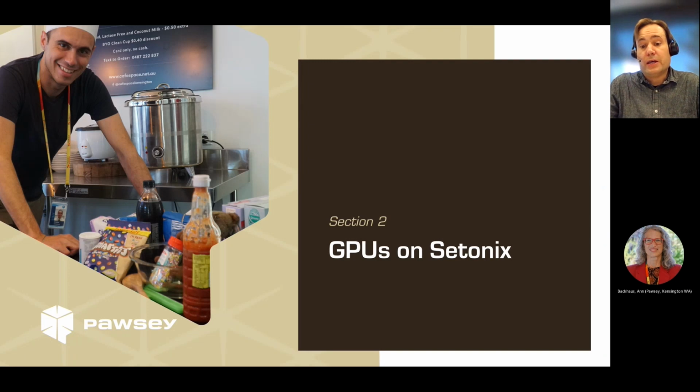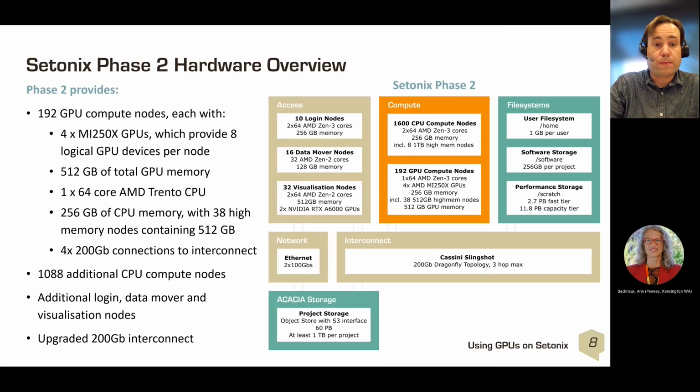Next we'll be looking at the GPUs that are available on Setonix in more detail. To provide an overview of what's been made available as part of Phase 2, one of the big new things is the GPU compute nodes.